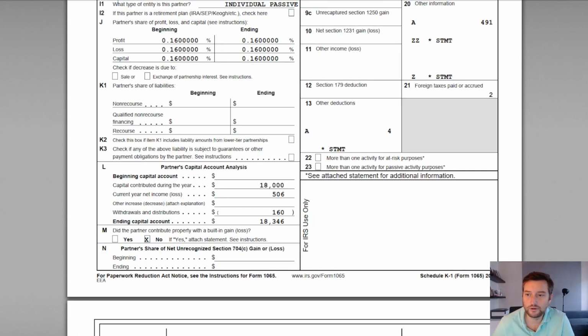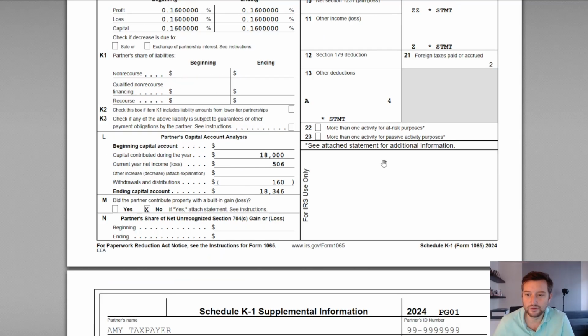All right, so now if we go back to line 13, we can see that there are some additional items here on a statement. And this is quite common. If you have a lot of different line items that apply to a certain field, they won't be able to fit everything within the same box, and so they'll add a statement and say, go reference the statement, and then you can get more details.